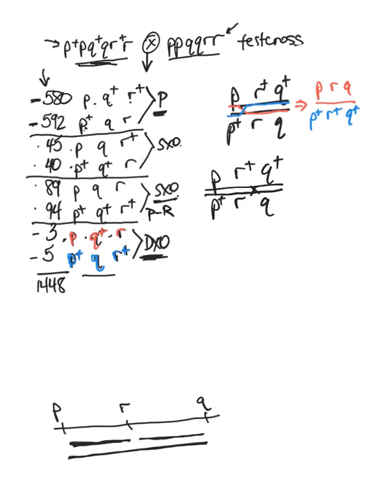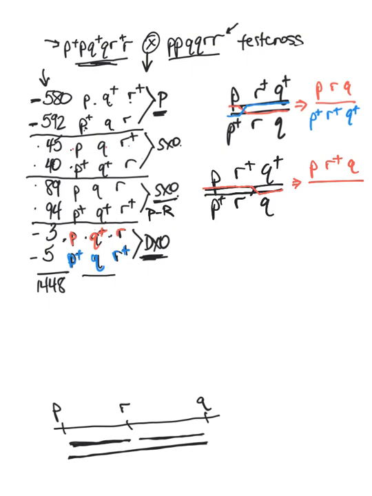Let's just verify that. I start here at the upper left. I get P, stay on that chromosome. I get R plus, then I cross over and I get Q. So that gives me P, R plus, and Q, same thing that we see up here, P, R plus, and Q.